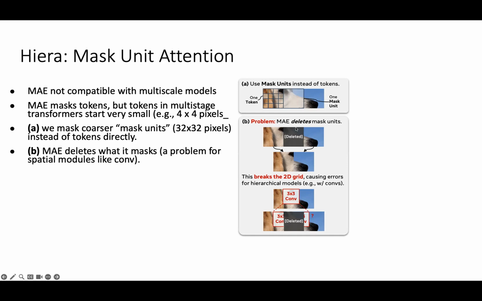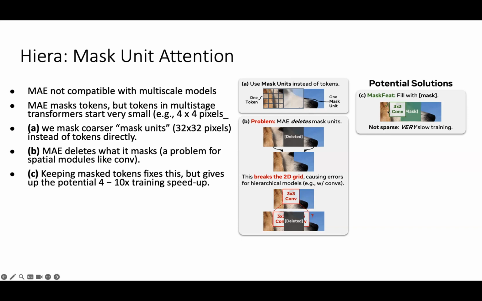The second thing is, if you would apply MAE, note that MAE is actually deleting parts of the input, and these multi-scale models are actually using convolutions. So if you delete parts of the input, you can no longer do a convolution. If you think about a 3 by 3 convolutional kernel that you slide over this partly deleted input sequence, this would no longer be possible, right? So you cannot use a convolution. Or you can do another trick: just keep the mask tokens, then you can do a convolution, but then it's very computationally inefficient. So you give up about 4 to 10x of training speed up.